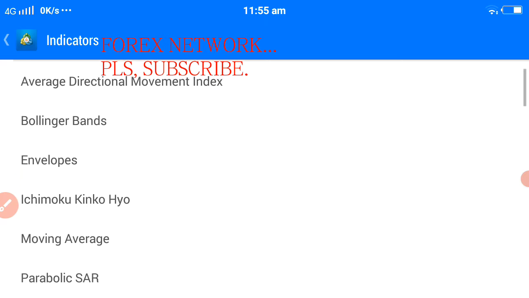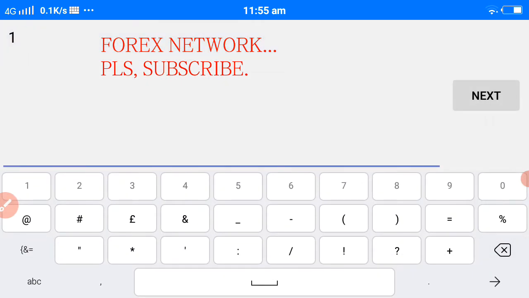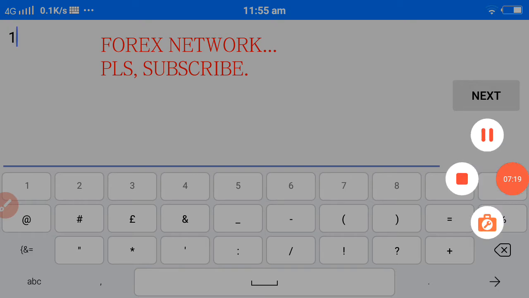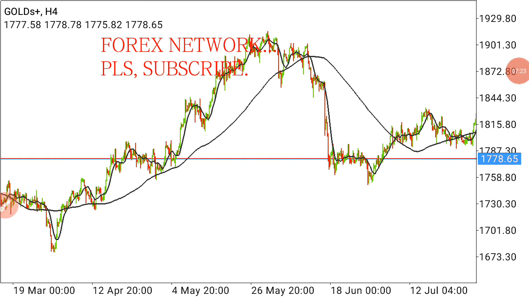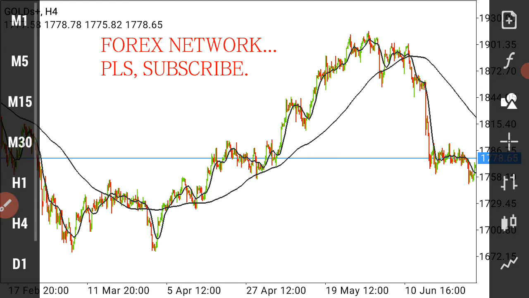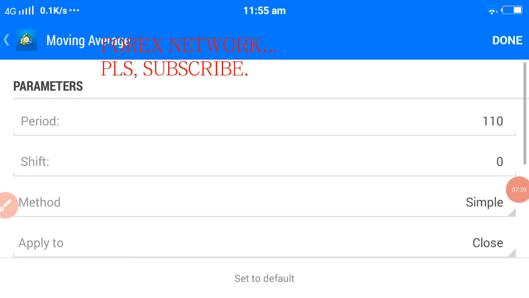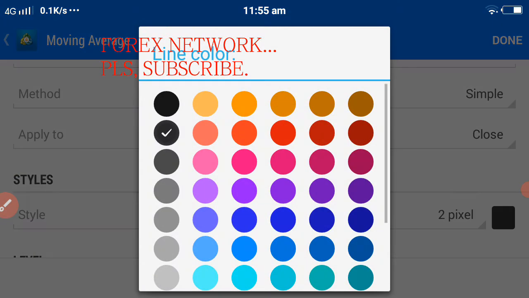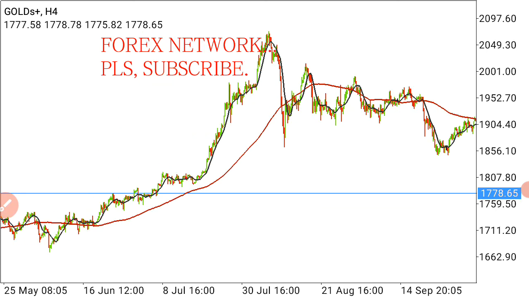Okay, for this I'll be using just the 10 moving average. Let me change the color of the 10 so it doesn't get confusing, or rather let me change the color of the red one, the 110. Good. So the red one is the 110, while the black one is the 10.